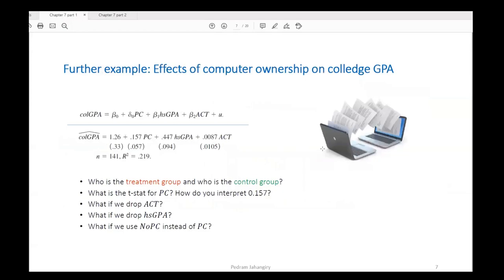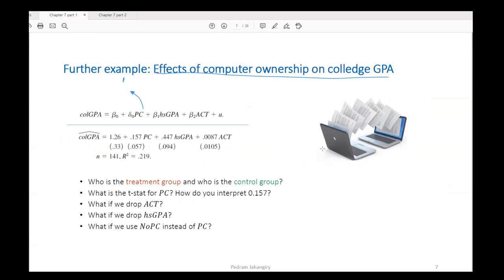So another example, we want to see what is the effect of having a computer on college GPA. Okay, imagine this is the model. I'm regressing college GPA on PC. It's a good name for a dummy variable. So if PC is equal to 1, how do you interpret that? It means that you own a PC. If it is equal to zero, you don't own a PC, right? So PC is a good name, right?